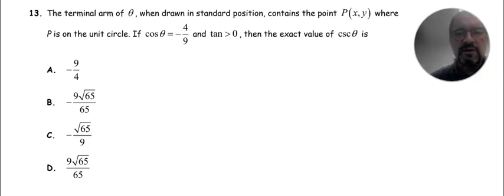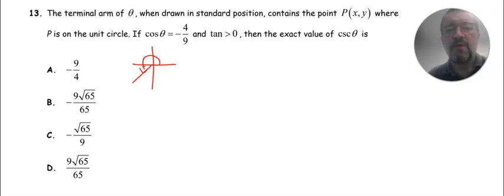So in this question, we read that the terminal arm of theta, when drawn in standard position, contains the point P(x, y), where P is on the unit circle. So if the cosine of theta is negative 4 over 9 and tangent is positive, let's think about what that's saying. Cosine is negative and tangent is positive. That puts us down there in quadrant 3. We want to figure out the exact value of the cosecant of theta.